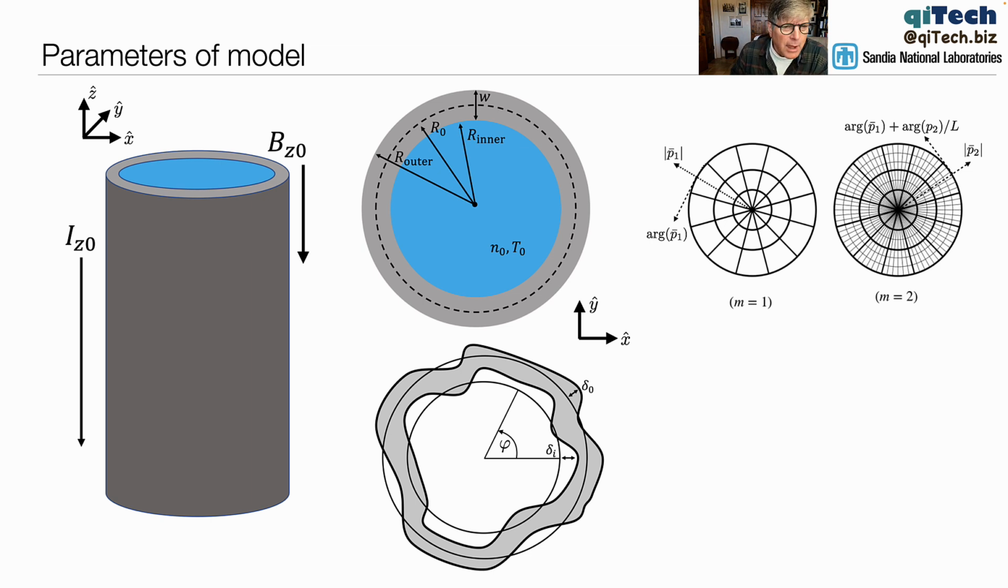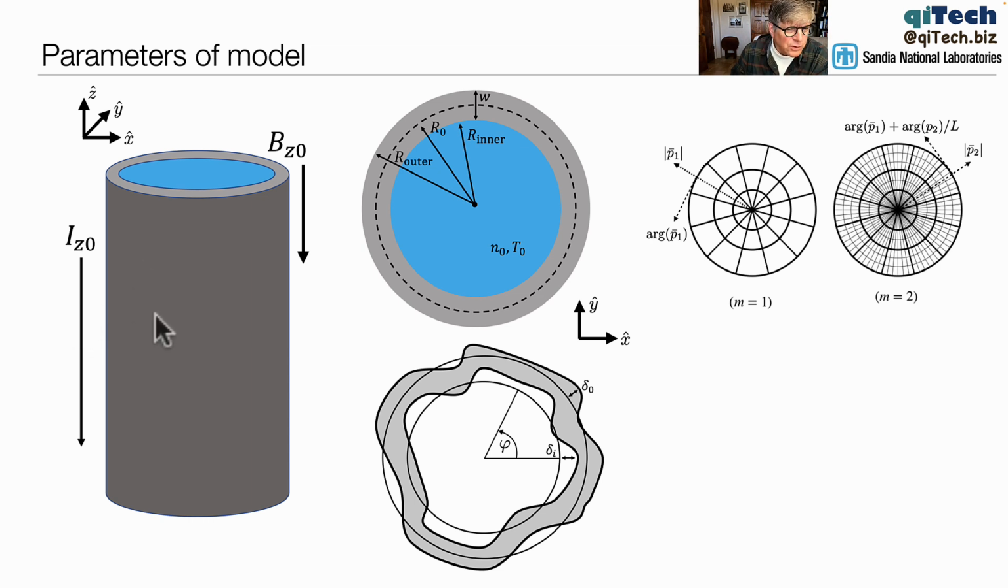Here is the MagLIF geometry that was simulated. One has a beryllium liner with the deuterium gas inside of it. There's initially an axial magnetic field of size BZ0, and then a large current is driven axially through the liner of maximum size IZ0.